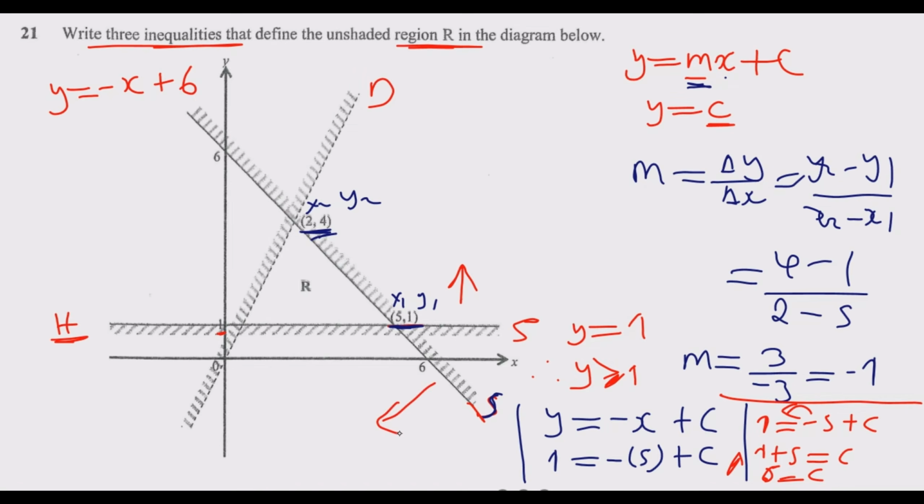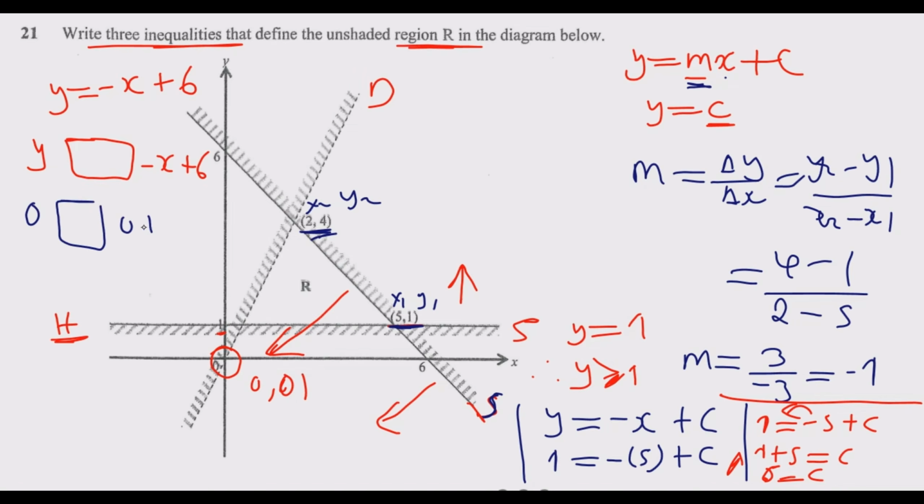So the easiest way to answer this question is to pick this (0, 0), because (0, 0) is below the equation, and substitute there. So we use y again. Now in this case we use a box, so minus x plus 6. So now the value of x and y here at the origin is (0, 0). So if I substitute for y, I'm going to have 0, then the box, then negative 0 is 0, so we have 0 plus 6.